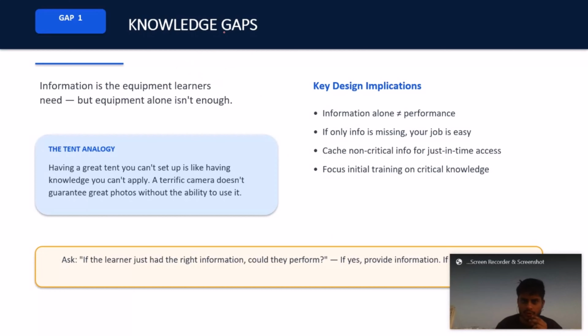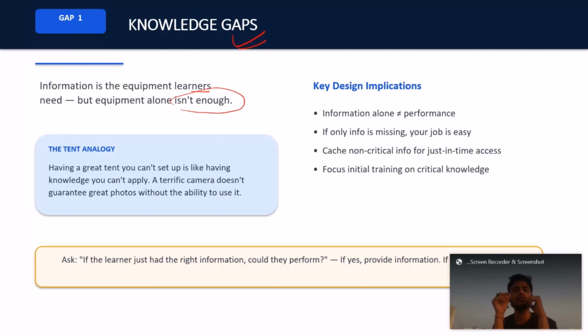Let us study the knowledge gap. Information is the equipment the learner needs, but equipment alone isn't enough. We can't do the required act with equipment alone. Let's say I have to set up a tent. I have the material. I have the knowledge: this is called a tent, and these are the steps. I have consumed the knowledge, I have studied the book. But does that mean I will be making a good tent? No, it does not. So this is about the knowledge gap.